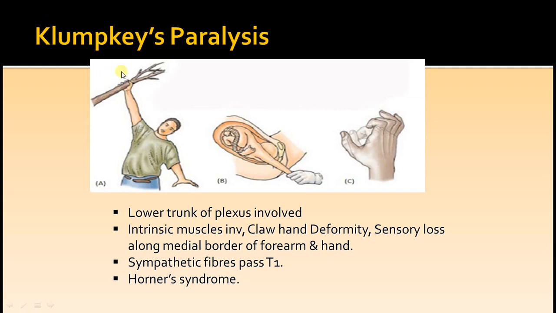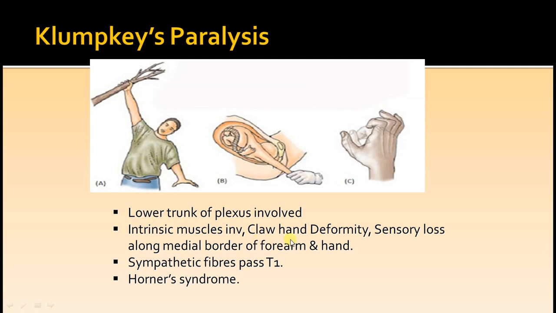Then, when you fall from a height, when you try to grab a tree during your fall, or a lamp post, or in road traffic accidents, motor accidents, the lower trunk of the brachial plexus gets damaged. The lower trunk is C8 and T1, so naturally your ulnar nerve is going to get damaged. In that case, you get a claw hand deformity.